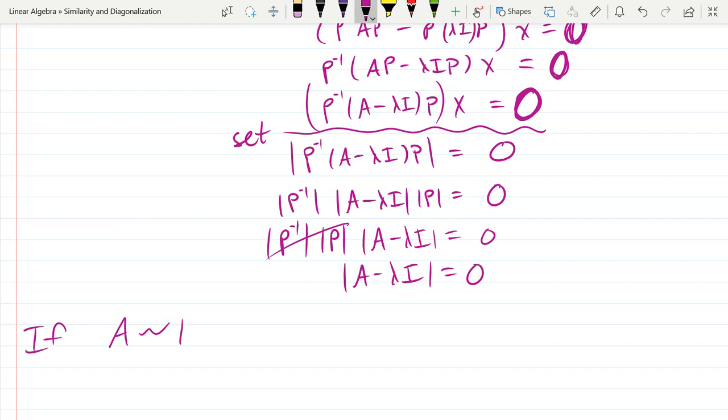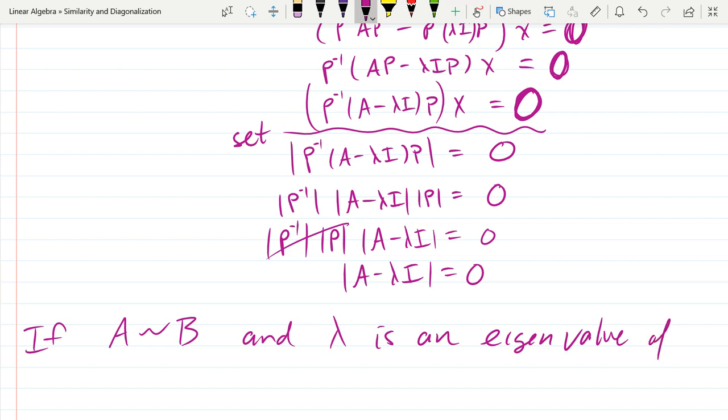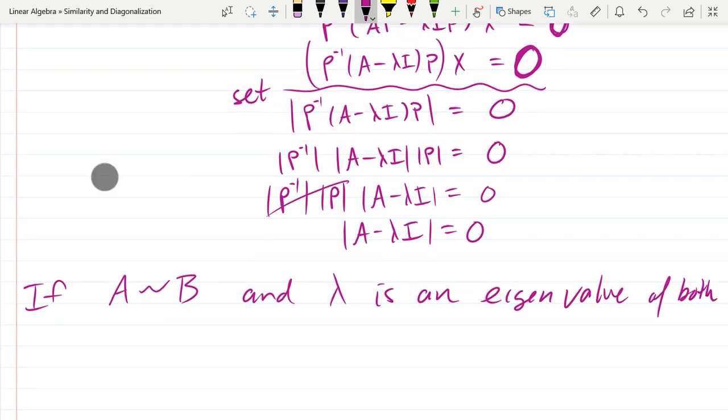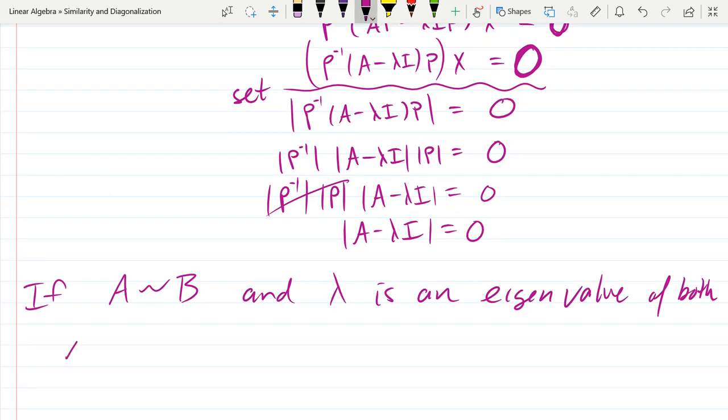So if A is similar to B, and lambda is an eigenvalue of both A and B, because we just saw that if you've got an eigenvalue of A, it's also an eigenvalue of B. So it's an eigenvalue of both. I'm going to write something that makes an assumption, and I want you to think about what assumption I just made by writing this.